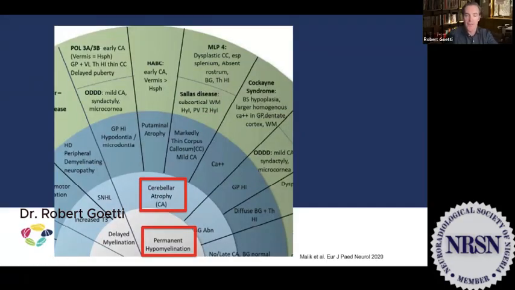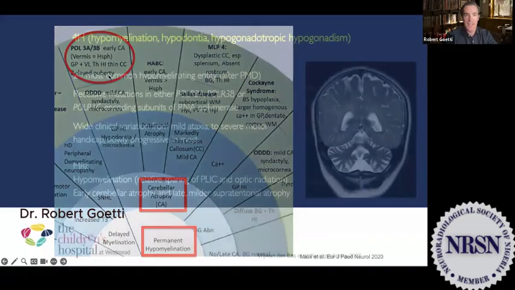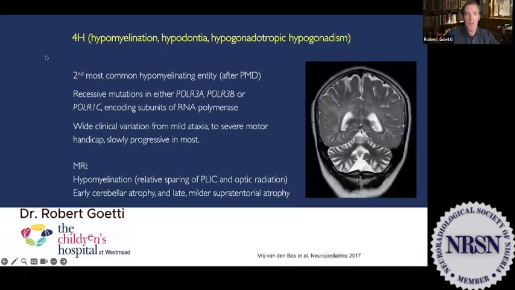Hypomyelination with cerebellar atrophy has a fairly wide differential, as you can see here. But again, if we include clinical information of the delayed puberty, we end up with a specific diagnosis. The diagnosis in this case is 4H, which stands for hypomyelination, hypodontia, and hypogonadotropic hypogonadism. This is the second most common hypomyelinating entity after Pelizaeus-Merzbacher disease and is caused by recessive mutations in either POLR3A or POLR3B. Clinical presentation can be quite variable, but the main finding on MRI is the hypomyelination and the early cerebellar atrophy.